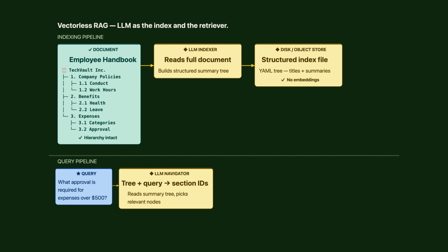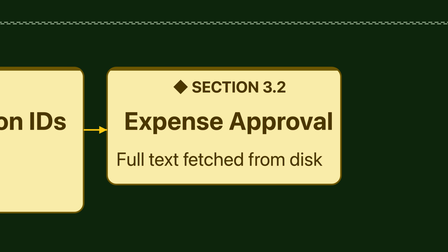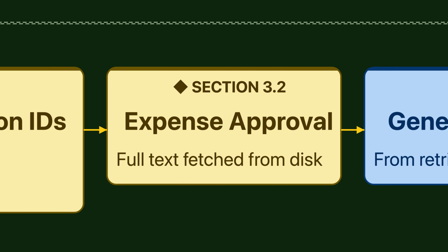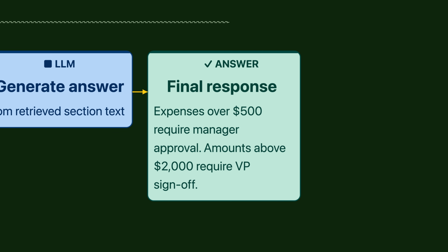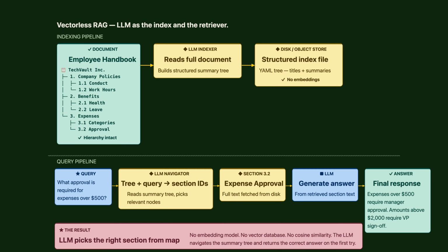The LLM looked at the titles and summaries and pointed straight to the expense approval section. We pulled just that section from disk. Send the full text to the LLM. Expenses over $500 require manager approval. Amounts above $2,000 require VP sign-off. Exact. First try. The LLM reads the map and picks the right section.